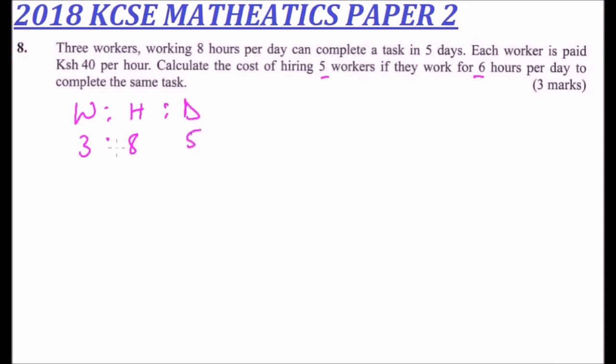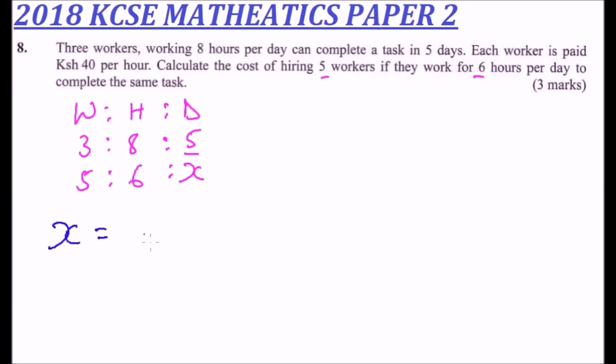So we are told now we have 5 workers. They are working for 6 hours, and we are required to find the number of days. Now initially they were working for 5 days. What will happen when we make the changes? That is, increase the number of workers, decrease the number of hours.